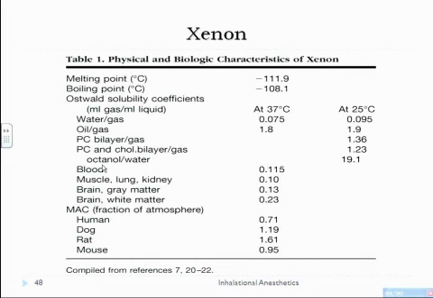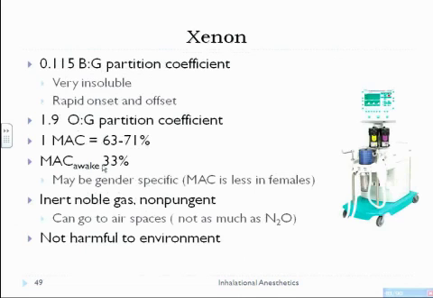Now, xenon is being used in Europe right now, and it's not really been available in the United States just yet. It has a very small blood gas partition coefficient of 0.115, which makes this agent very insoluble, which is ideal in the sense that it has very rapid onset and very rapid offset. One of the downsides to this agent is that if you stop delivering the xenon to the patient, in very short order the patient will be wide awake, which may not be the most beneficial thing at times.